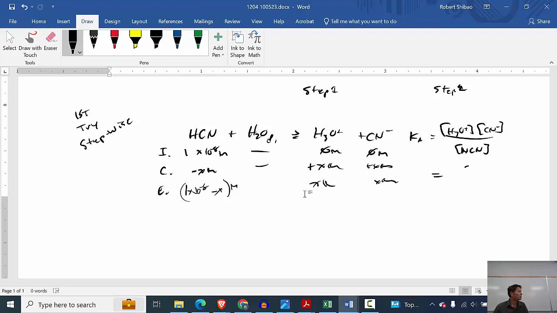So Ka, this is going to give us x squared over 1 times 10 to the minus 8 minus x, and this is equal to 6.2 times 10 to the minus 10. Now 10 to the minus 10, that's pretty small, so maybe the approximation will work. But this is pushing it. It probably won't work, but I'm going to try it regardless. So I'm going to try the approximation, which gives us x squared over 1 times 10 to the minus 8, and then solve for x. I'm just going to try it because it doesn't take too much work. So it's going to be the square root of 6.2 times 10 to the negative 18.